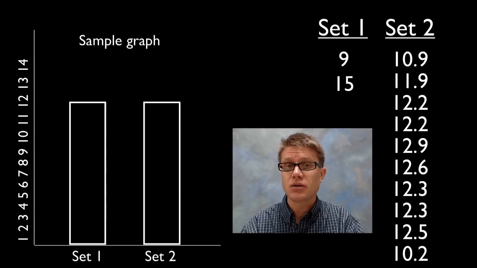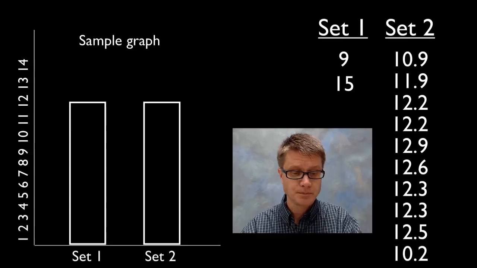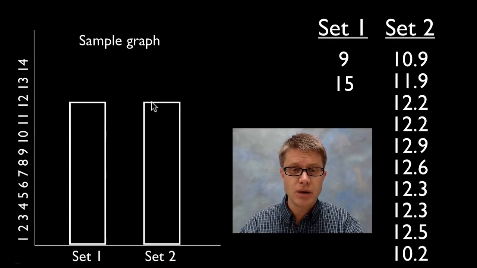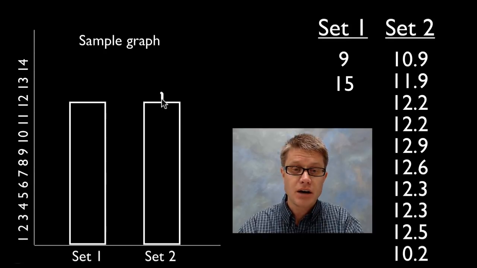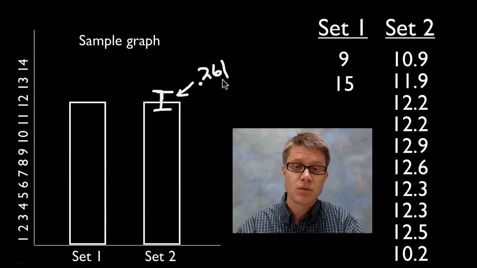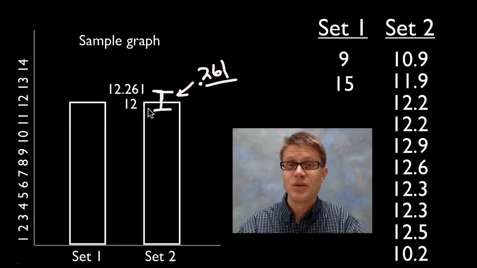So if we go over here and look at our graph again, so I just figured out the standard error of data set 2. And so what that means is data set 2, my mean is 12, and so the average is 12. But I could add an error bar on the top, like that. And then I could add an error on the bottom. And my standard error is going to be, we said, 0.261. In other words, it goes from 12 up to 12.261, and then from 12 down to 12 minus 0.261. So we're going to have an error bar on each side.